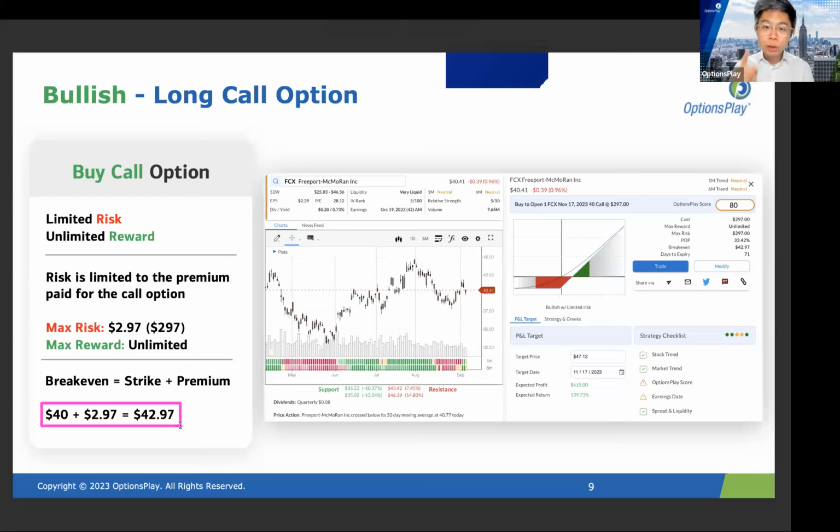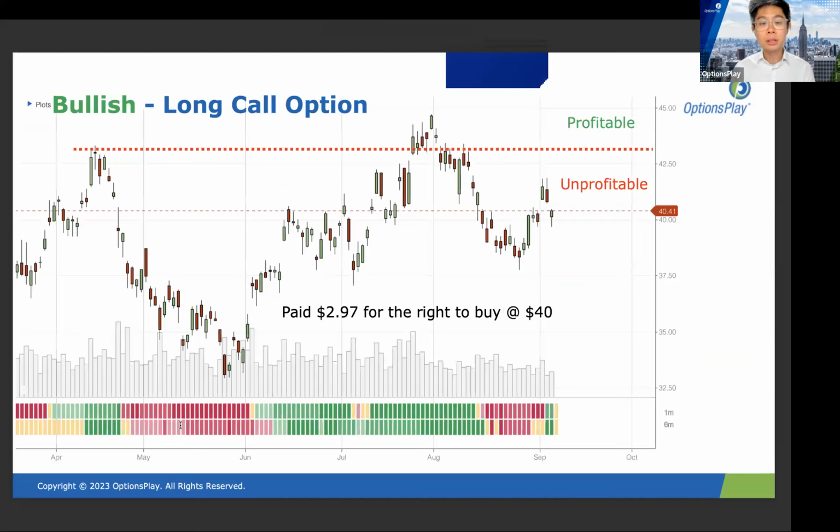$42.97. And this is a really, really important element to understand if you're considering buying a call option on any given stock. Now, in order to understand what that really means, we'll look at a price chart here. This is the same chart of Freeport-McMoRan blown up to full screen.